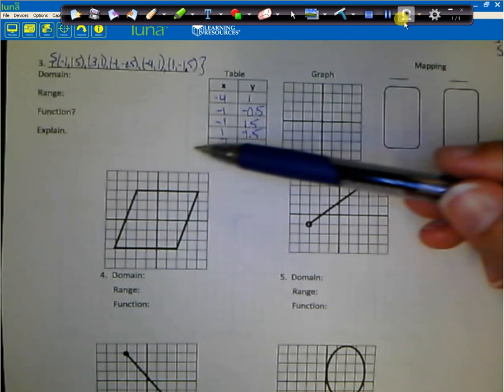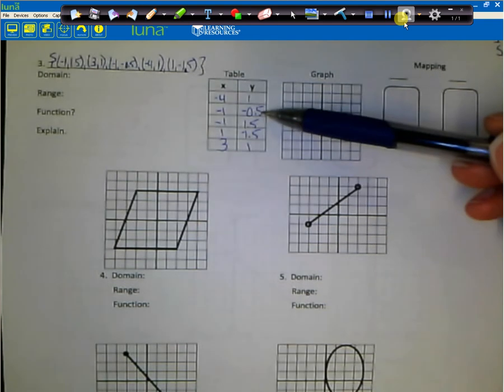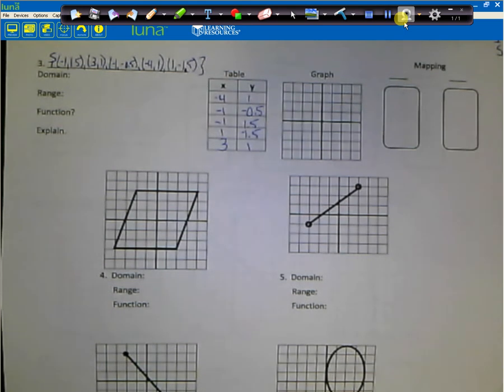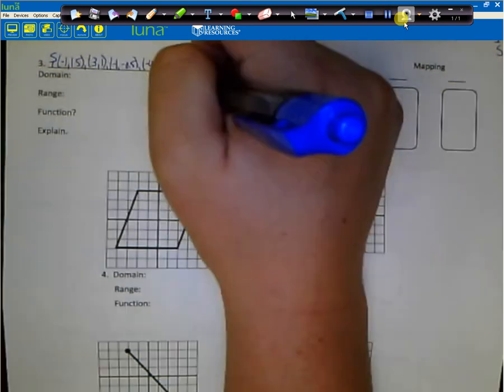So here, it really doesn't matter. You could have these in different orders. Usually if I have the same X, then I make sure that the Y's are least to greatest. But again, that isn't really a big deal there.